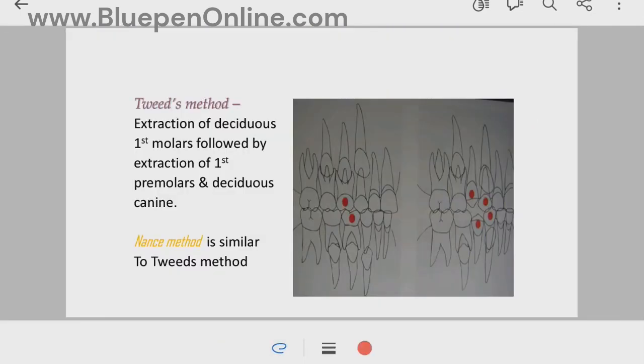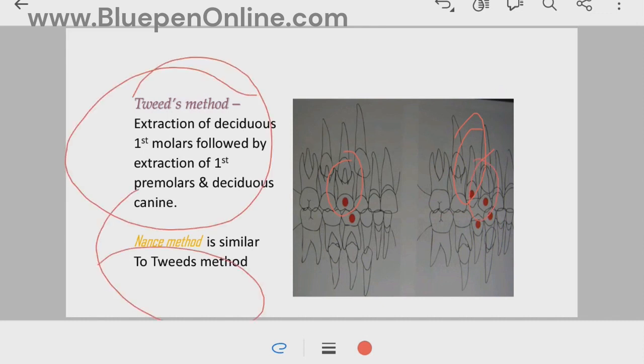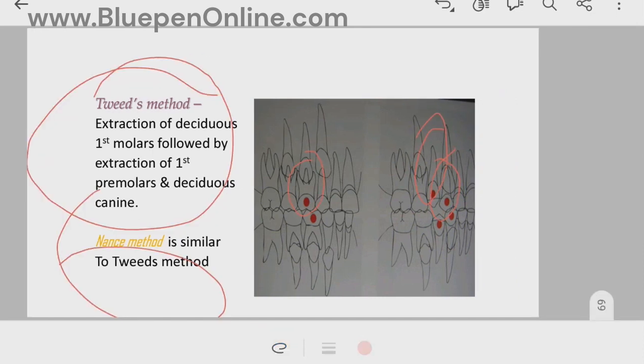Now coming to Tweed's method. In Tweed's method, you extract the deciduous first molar first, and then you remove the first premolar and also the deciduous canine. The same thing repeats in the Nance method. This is technically similar to Tweed's and involves extraction of the deciduous first molars, followed by extraction of the first premolars and the deciduous canine. So this is what happens in the Nance method.